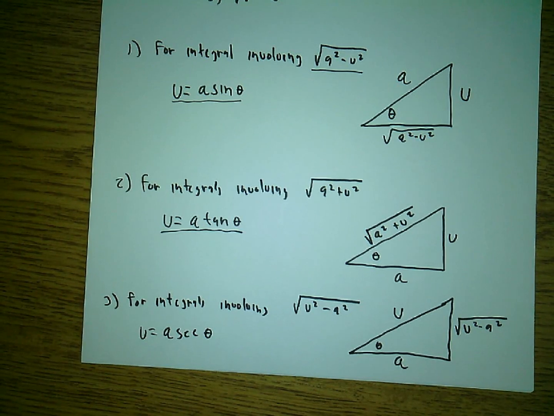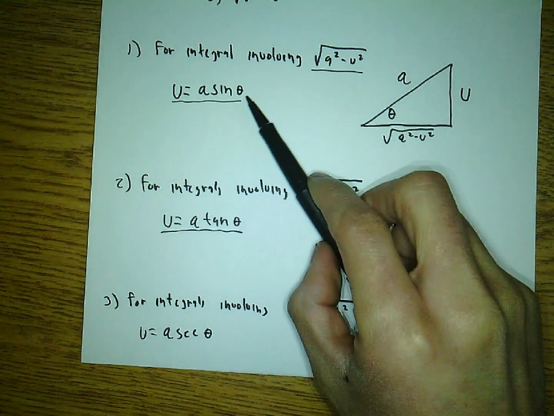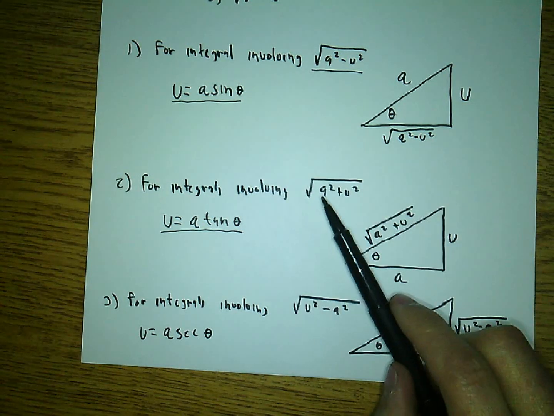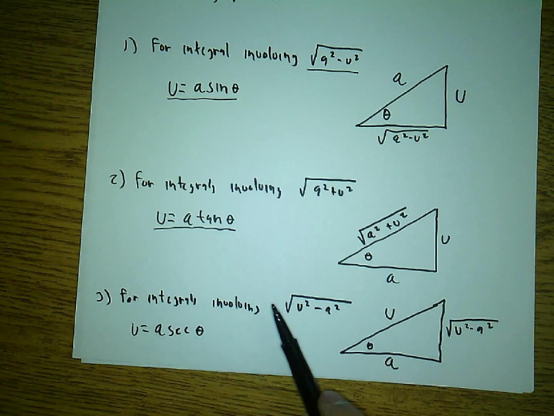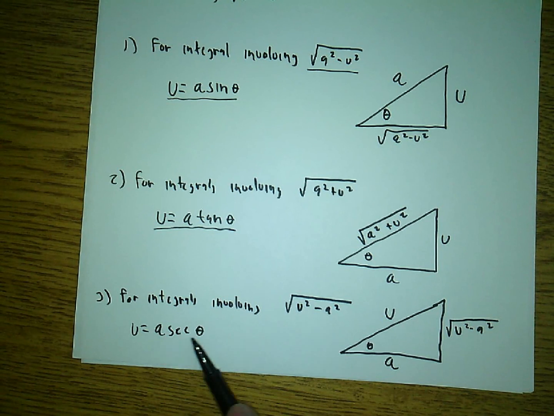So once again, you have a scenario where you have the square root of a squared minus u squared. You want to use the sine for that. When you have the square root of a squared plus u squared, you want to use the tangent for that. And when you have u squared minus a squared, you want to use secant for that. All right. Questions so far? Are we doing okay?